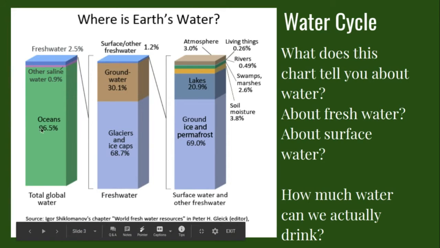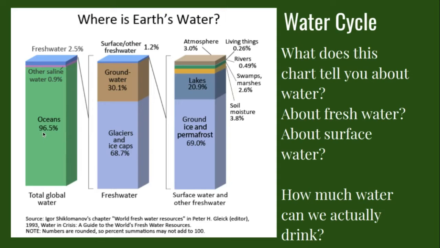So water is going to refer to total water. We have a few different categories for water. We have oceans, which is 96.5% of our water. We have other saline or salt water, which is 0.9% of the world's water. And then we have fresh water, which is 2.5% of the world's water.